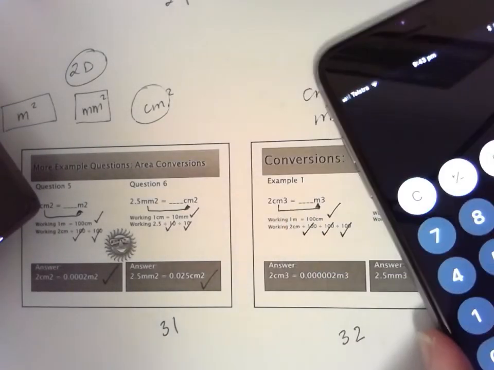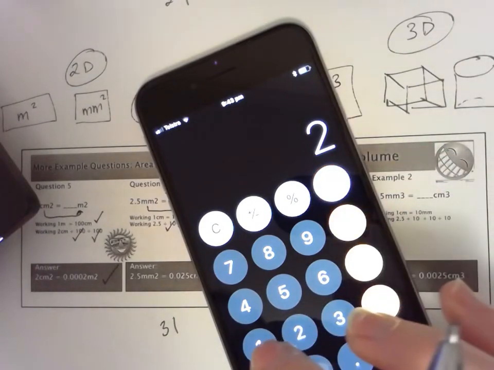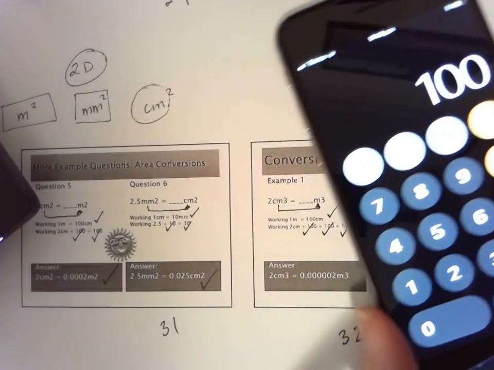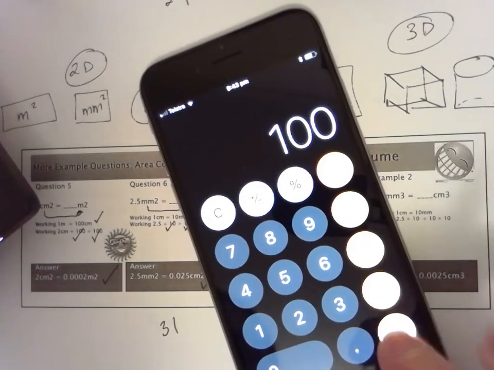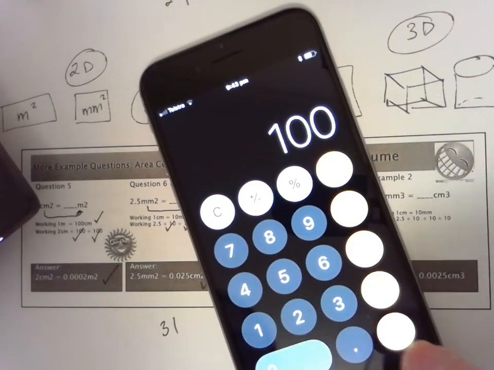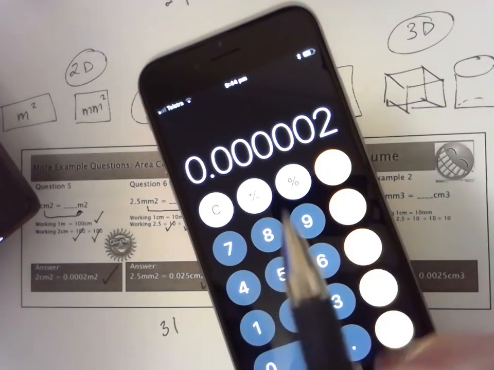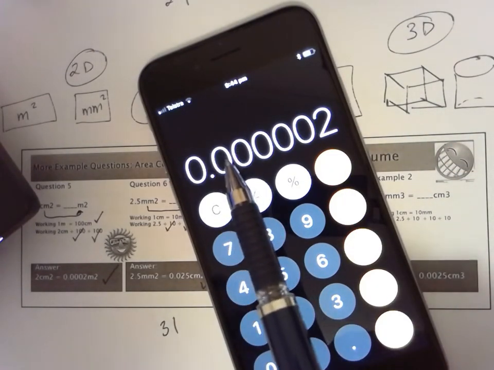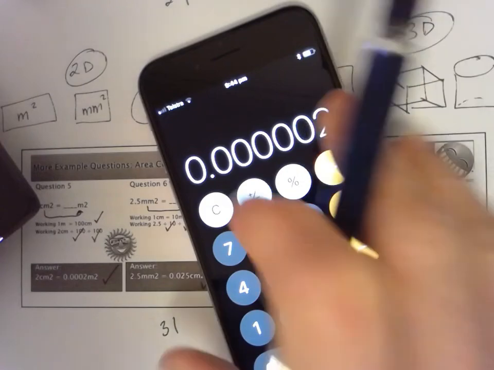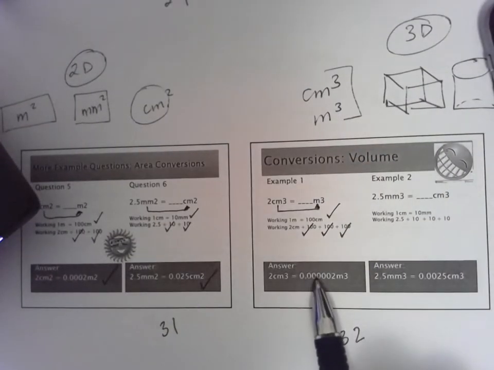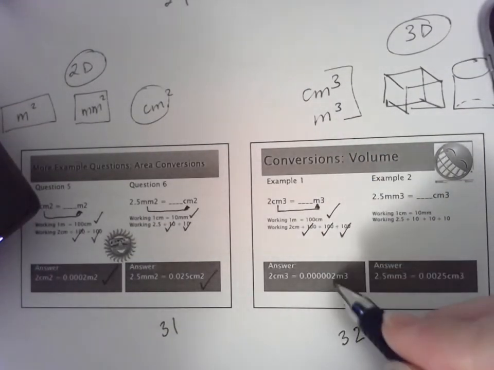2 was our starting point. Divide it by 100, equals, divided by 100 a second time, and divided by 100 again a third time, because we're talking cubic meters. Cubic conversions. 1, 2, 3, 4, 5 zeros. Got the same answer.